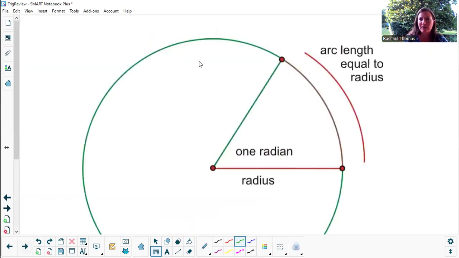In other words, if I have a circle of a certain radius and I measure along the edge of that circle the same length as the radius, then this angle is measured to be 1 radian.